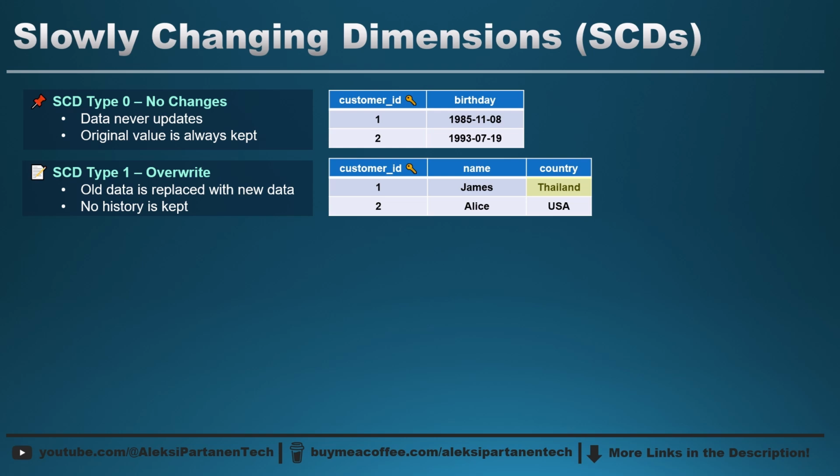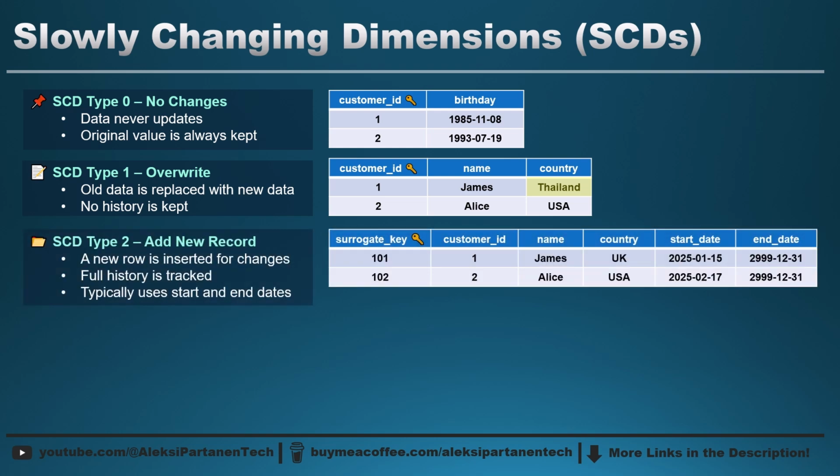For tracking history, we can use SCD type 2. In this type 2, we create a new row when something changes. Each row has its own start and end dates so that we can know when that row was valid. This way we can keep track of the full history of how data has changed over time.